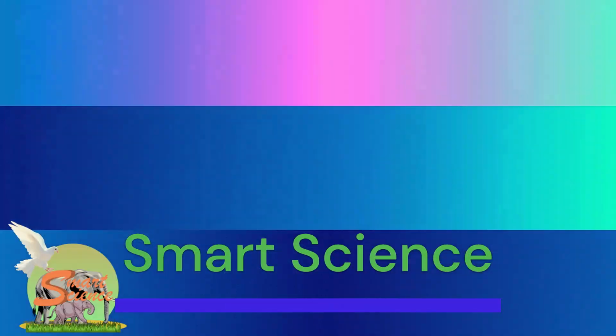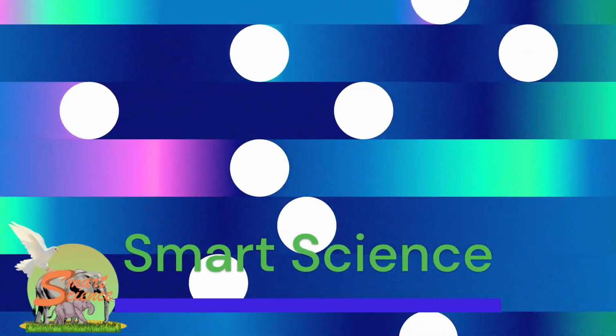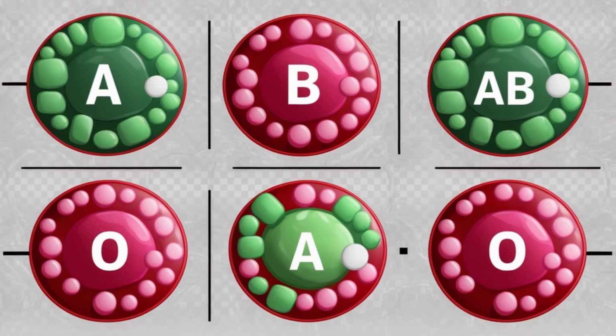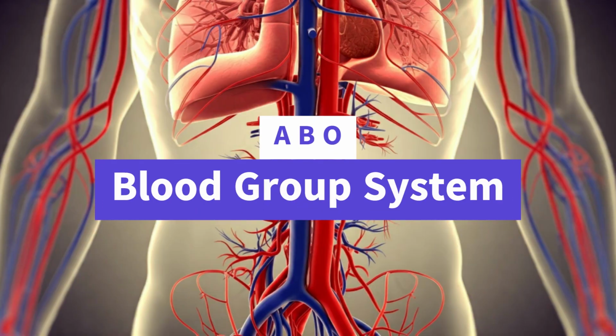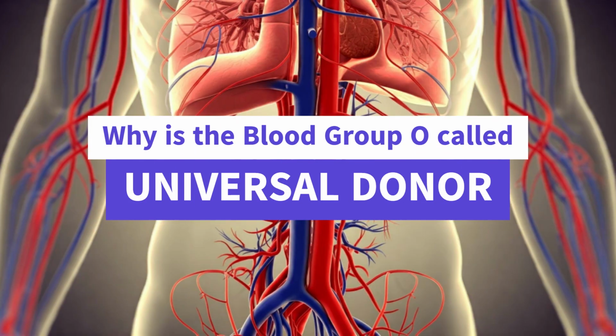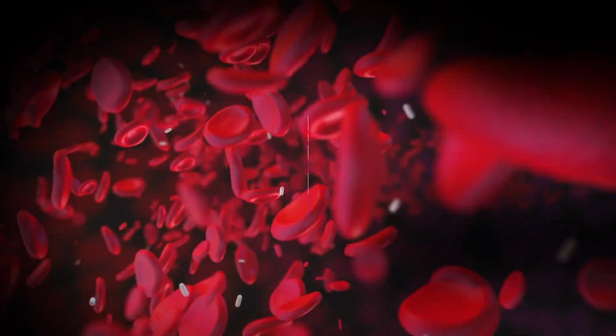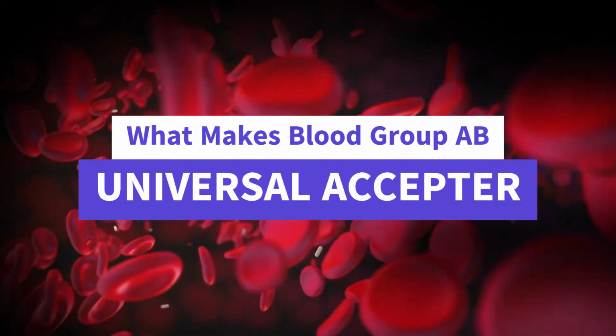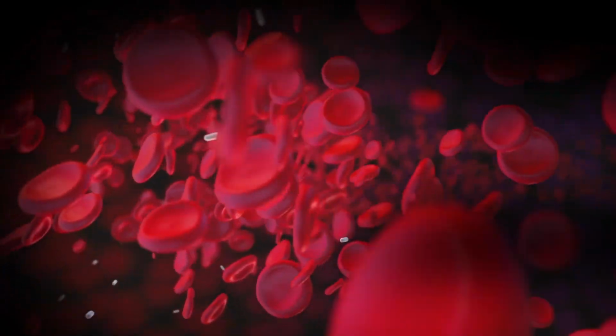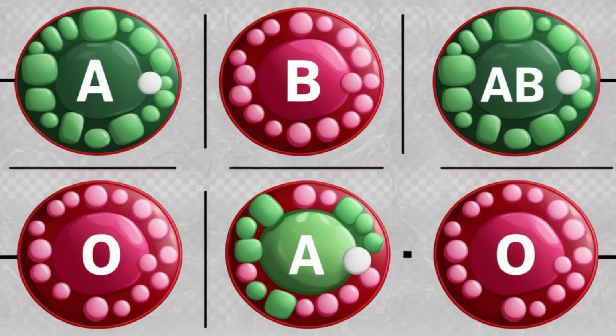Welcome to Smart Science. Today, we'll explore one of the most fascinating topics in biology, the ABO blood group system. Why is blood group O called the universal donor? And what makes AB the universal acceptor? Stay with us for the next 3 minutes, and you'll understand it all.